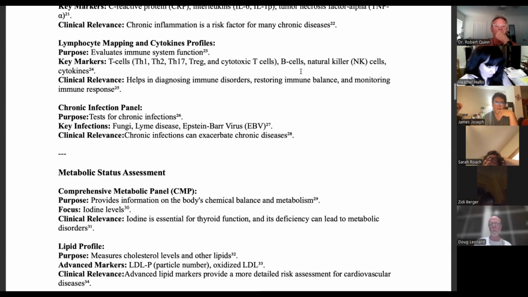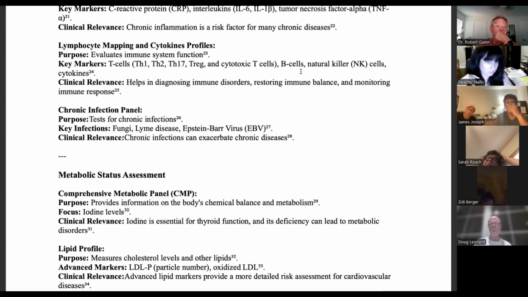I want to ask a quick question. Yeah, go ahead. Patients that have high levels of cortisol, they've got multiple toxicities.